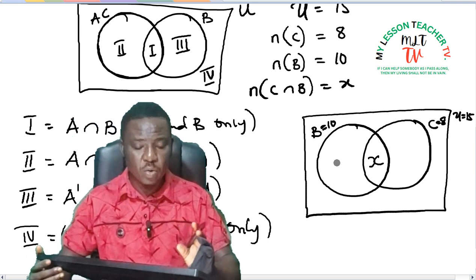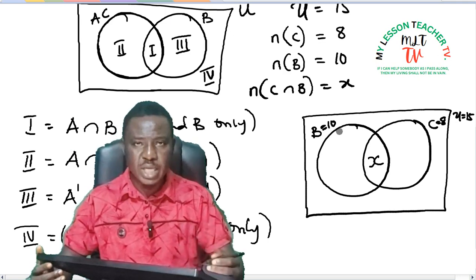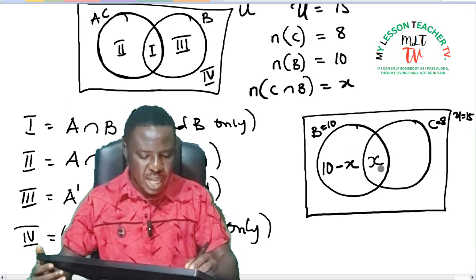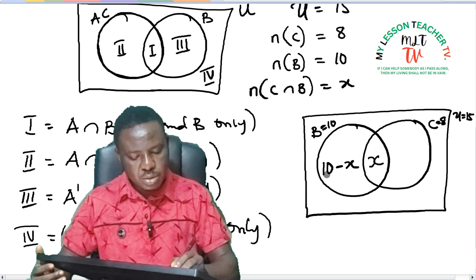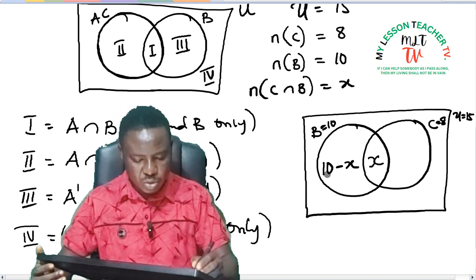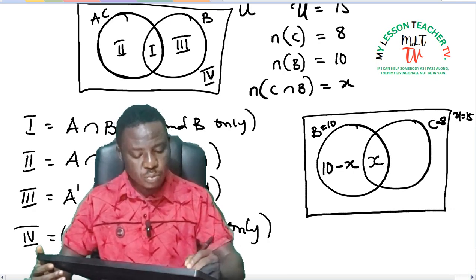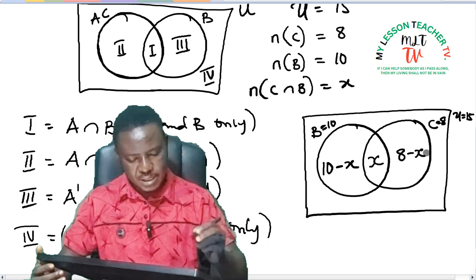For us to get those that drank only beer, we'll have to subtract X from 10, because we don't know what X is. So those that drank only beer will be 10 minus X. We are subtracting X because X is the category of people that drank beer as well as smoked cigarette. Same thing we'll do for those who smoked only cigarette. We subtract X from 8. This becomes 8 minus X.